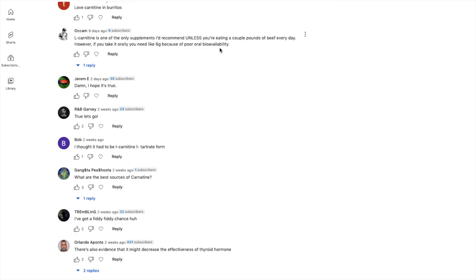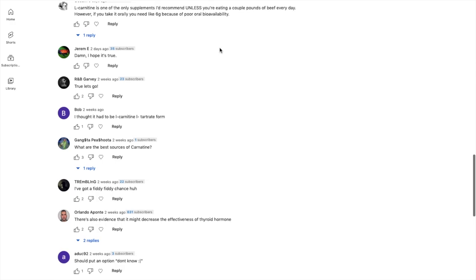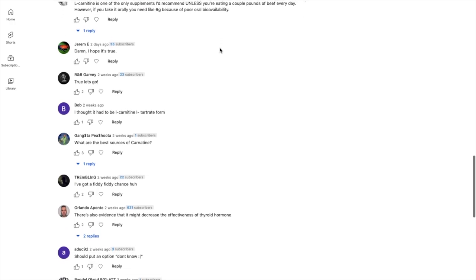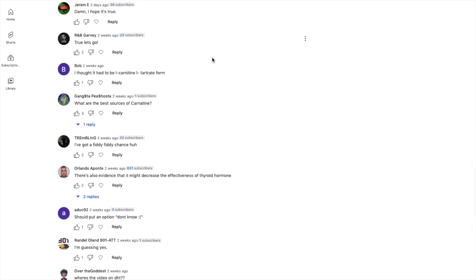Whereas from red meat, it's actually extremely high. I think it's as high as 70. I have to double check the studies on that. But I think it's as high as 70% bioavailability in the studies from red meat. Oh, is it 80%? I have to check. But yeah, I hope that's true. Yeah, it is true. Let's go.